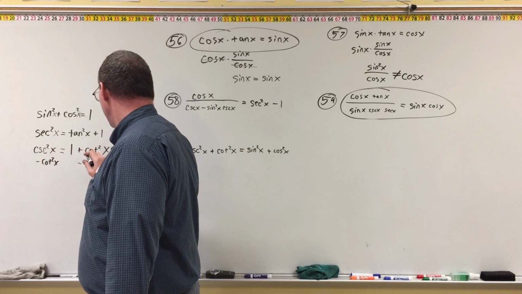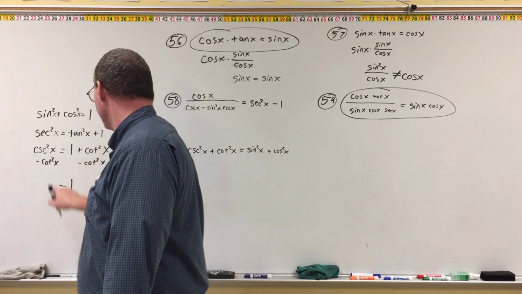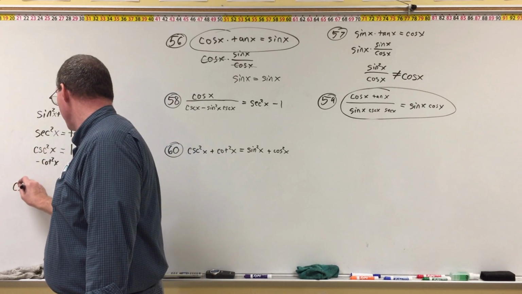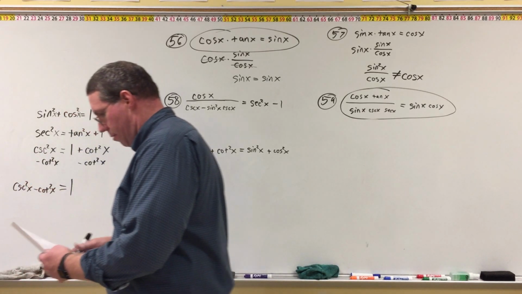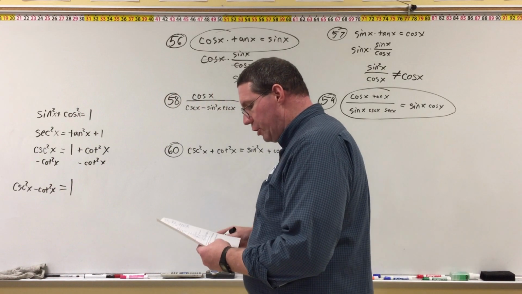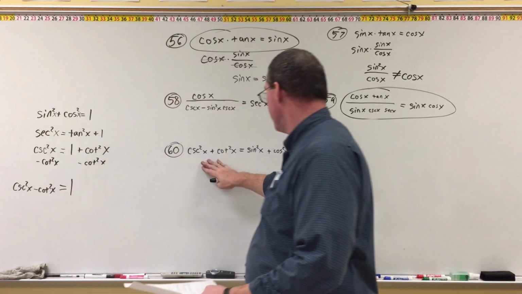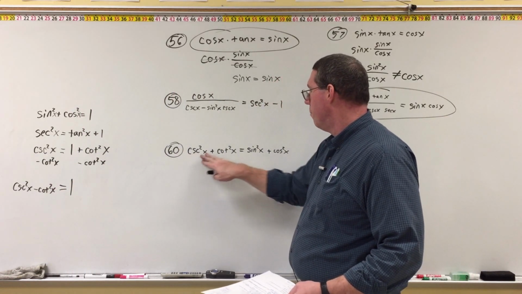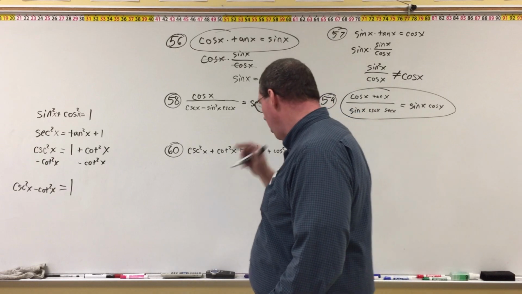And when I do, it's going to cancel on the left, and I'm going to have equals 1. And I'm going to have cosecant squared of x minus cotangent squared of x, which does not equal, this is not the same thing as this. This is cosecant squared plus cotangent squared. So this must not be true. But let's go ahead and prove it.